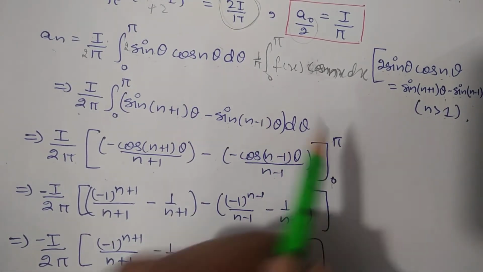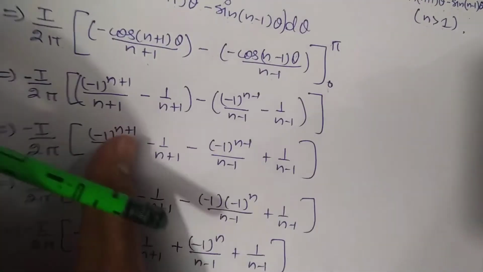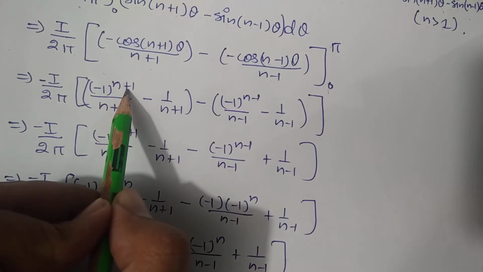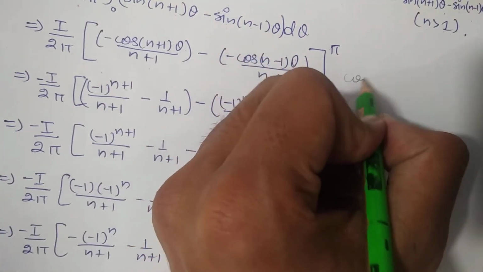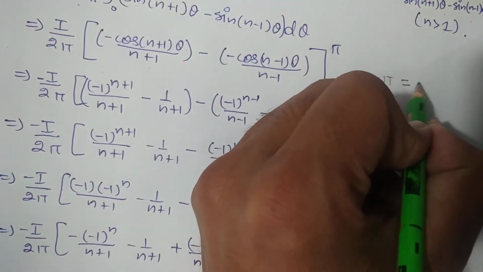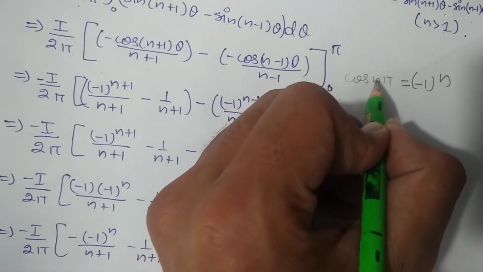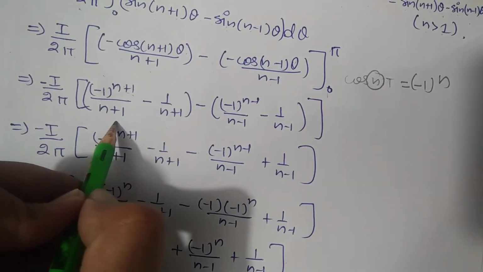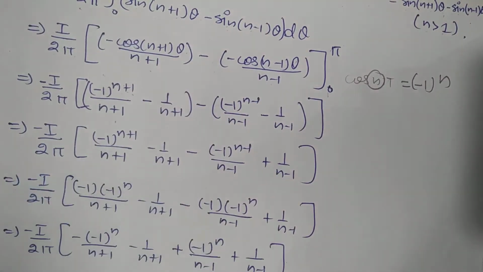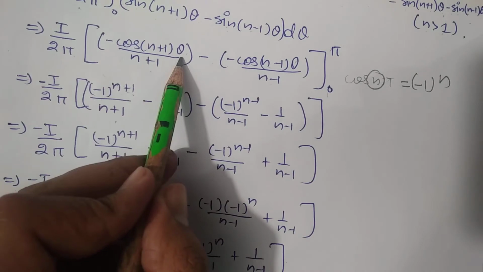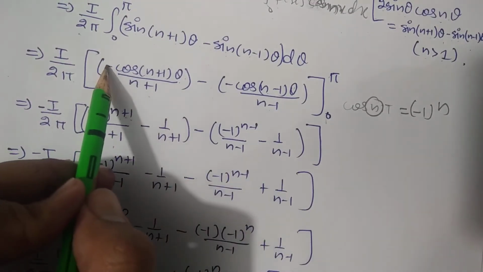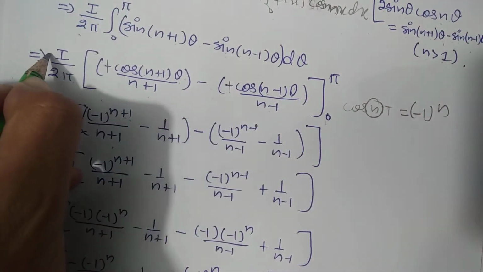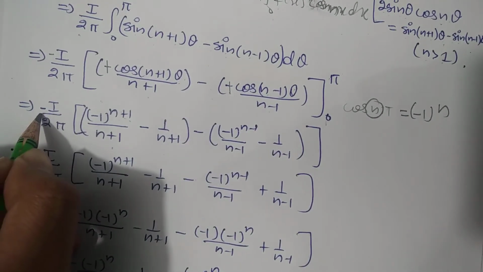Now putting the limits from 0 to pi, we will get its value just like that, that is cos (n plus 1) pi will be minus 1 power n plus 1, as we know that cos n pi is always equal to minus 1 power n. If here n is n plus 1, then I am going to put minus 1 power n plus 1 divided by n plus 1. If I put cos 0, and one more thing students, here minus also, so I am making it plus over there on both sides and taking minus common outside, so this minus is over there.